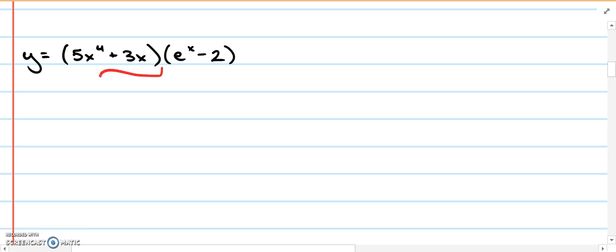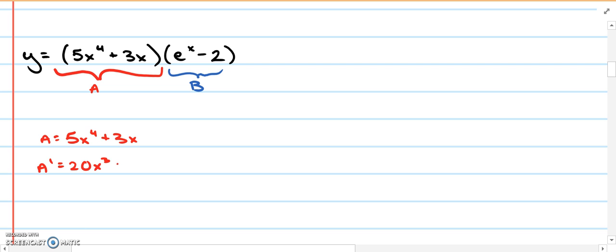Here's what I can identify first. This is my A, and here's my B. Since I've identified them for you, I can go ahead and set off to the task of finding out the primes. A prime in this case is 20x to the third plus 3. B prime, based upon what you were given, is going to be just an e to the x. Remember that negative 2 doesn't actually have any effect on the derivative.